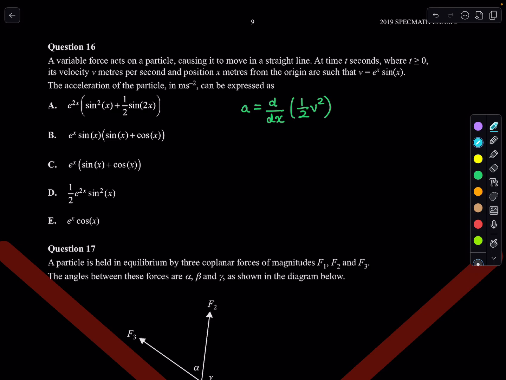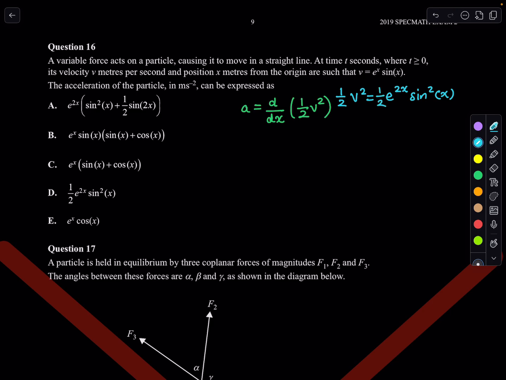So you know v is that equation here. First, what's my v squared? I'm just going to square everything. That'll be 2x sine squared x. Yep, that's v squared. And I'm going to multiply it by a half, a half in front. Move this a little bit to the side.